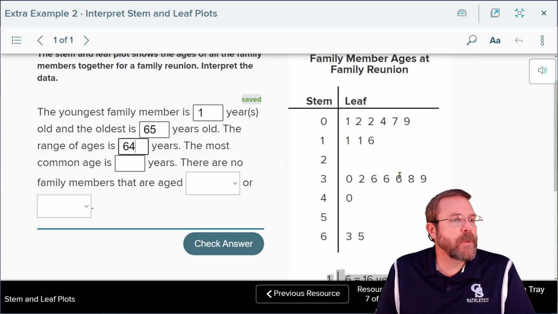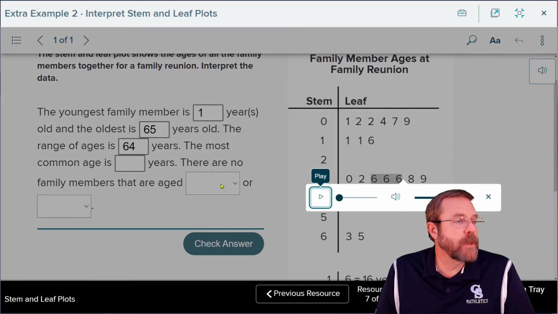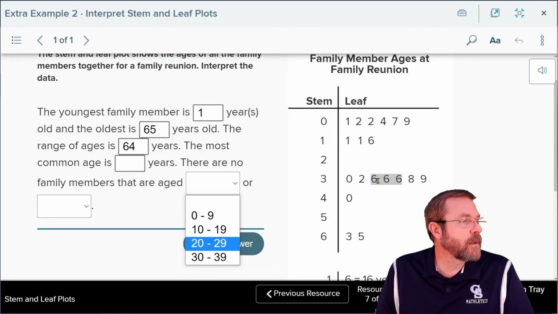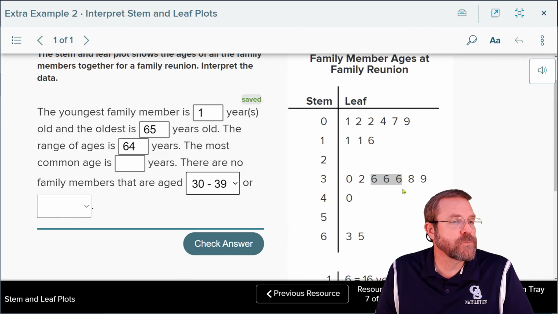The most common age, that is going to be right here. That one occurs the most. It is the mode, and that's going to be 36. So the most common group is going to be still the 30 to 39 age group, because they occur more often.